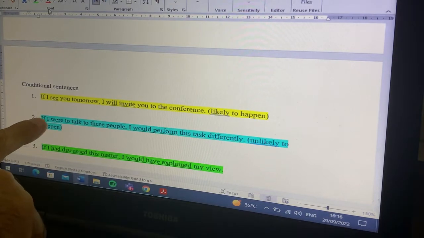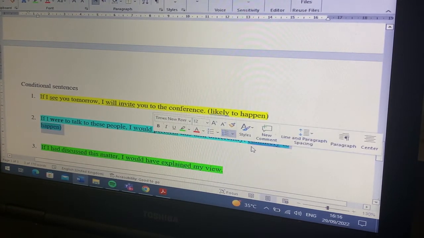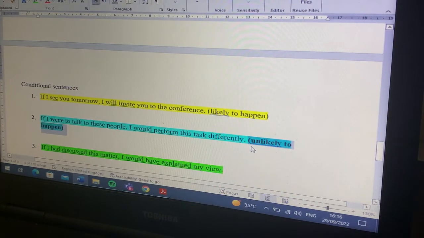And here, of course, the word were really needs to be underlined or made bold, because that means it is really unlikely to happen, and that's why you say if I were to talk. So it is essential that you are aware that this is something that's not going to happen or unlikely to happen.